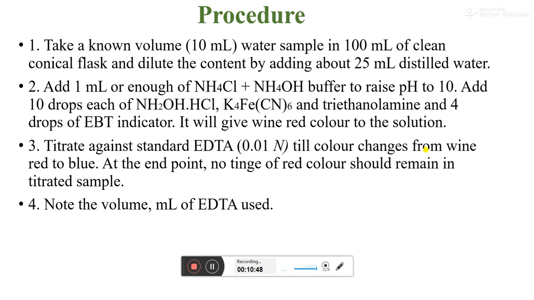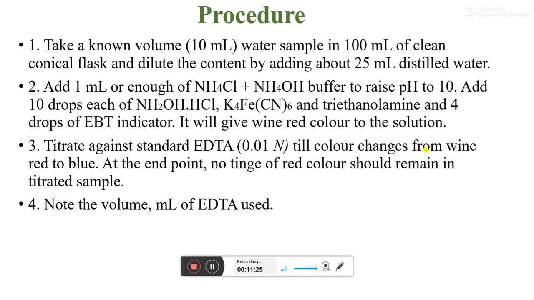So next one is the procedure. Take a known volume of 10 ml water sample in a 100 ml clean conical flask, and dilute the content by adding about 25 ml of distilled water. Then add 1 ml or enough of the buffer solution that we prepared, that is, the ammonium chloride and ammonium hydroxide buffer, to raise the pH to 10. Add 10 drops of each of hydroxylamine hydrochloride, then potassium ferrocyanide and triethylamine, and 4 drops of indicator.